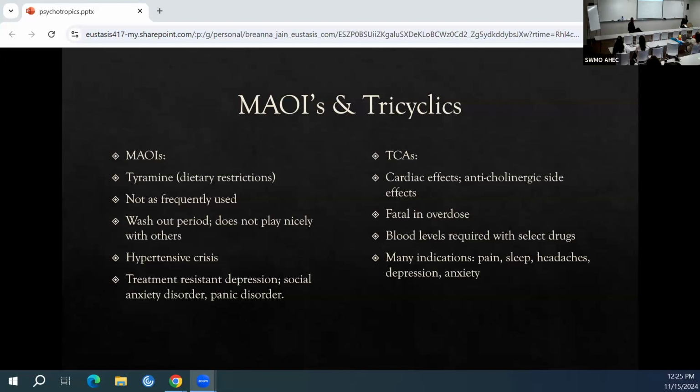In addition, anticholinergic side effects can be pretty pronounced. We see a lot of tachycardia with them, but they can be very effective in treating pain. Sleep disorders, we still use doxepin, headaches, depression, anxiety, we have dry mouth, constipation. There's one tricyclic that can be activating that's been studied in ADHD.